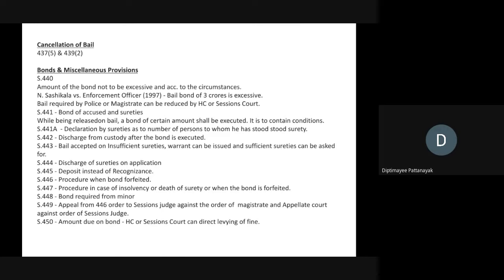If not, then his bail will be cancelled. Section 445 entitles the applicant to deposit money instead of the bond or the recognizance, and that is to be allowed. That is, cash as such can also be deposited if the court is of the view. Section 446 says how the bond is forfeited. It talks about that in detail.